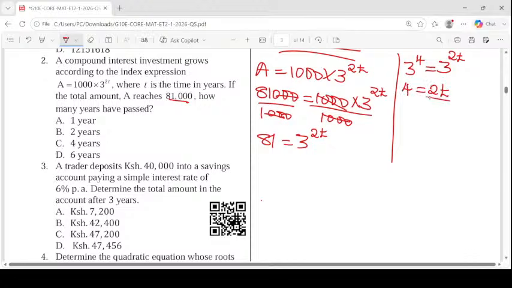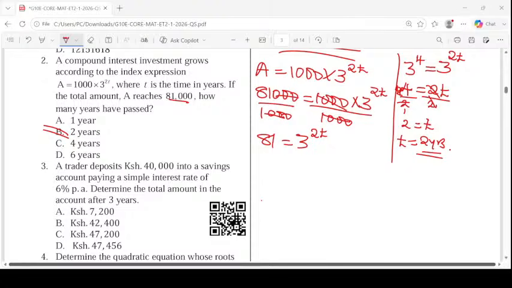To get the value of t, you divide here by 2, also here by 2. 2 into 4, 2. So you get 2 is equivalent to t because 2 and 2 will cancel here. How many years have passed? So the value of t is equivalent to 2 years, which marks question 2 with choice B as the correct answer.